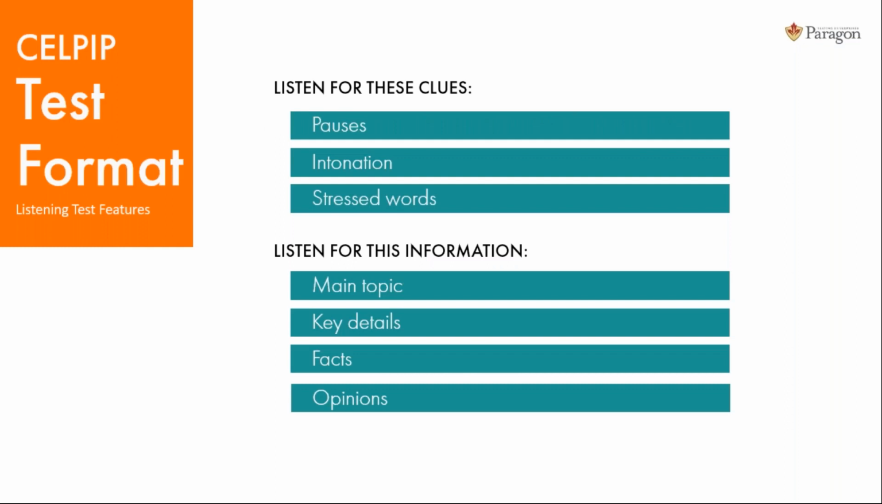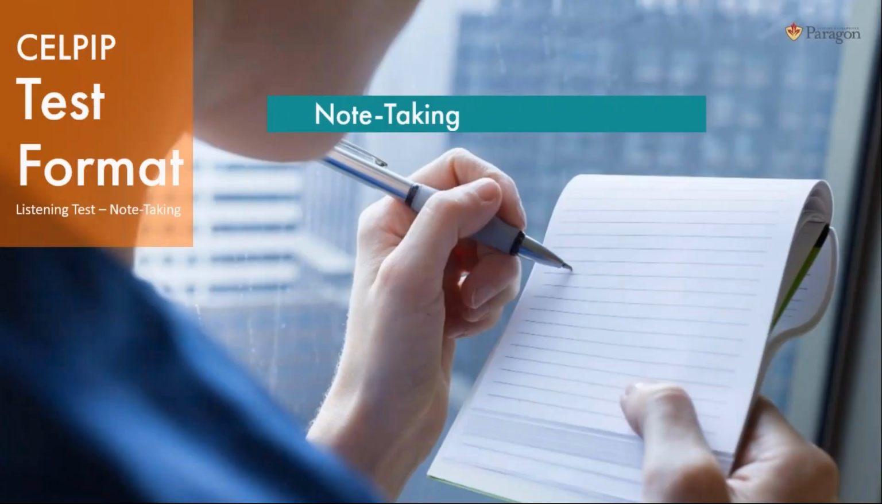All right, so listen for clues in terms of how they speak. Sometimes they have pauses that are purposeful. Maybe they're emphasizing something. The intonation as well is important. Stressed words give additional information just in listening. So definitely be listening for those additional pieces of information that might help you. But what you really want to focus on is the content, of course. So the main topic, key details, facts and opinions. Focusing on that and taking notes will be very helpful.